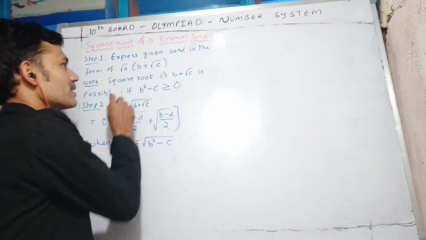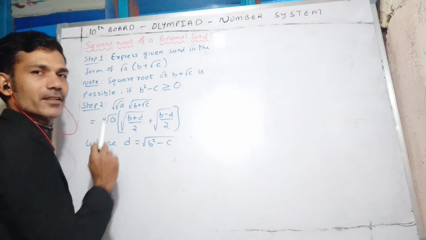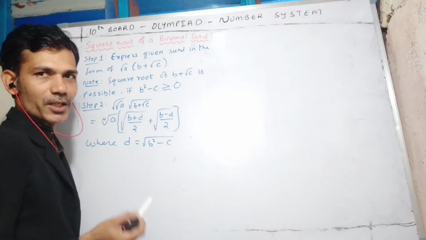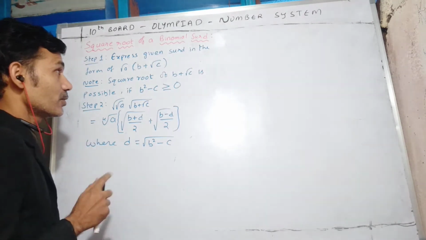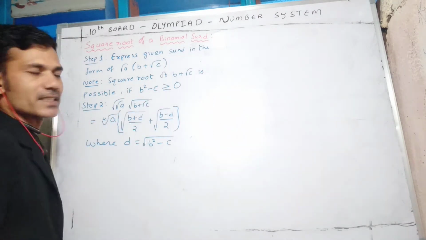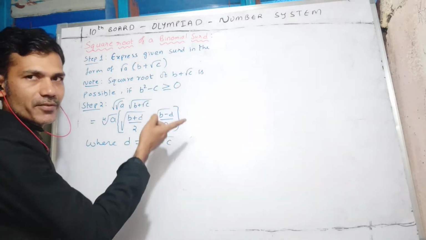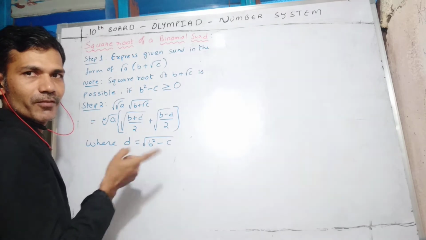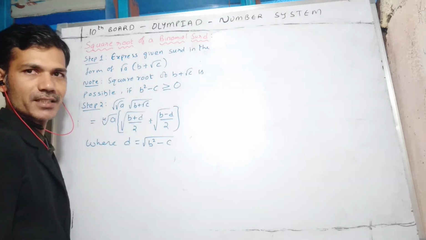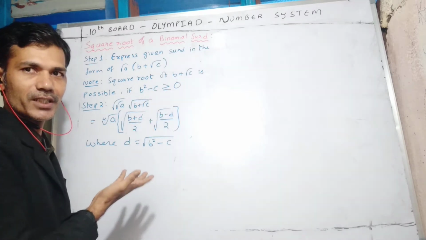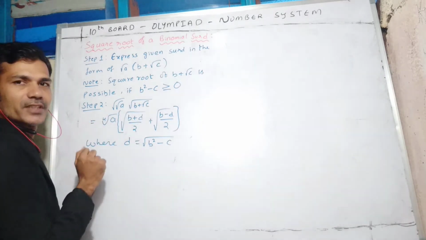First we need to express the given surd in the form under root of a times b plus under root of c, like that. Then the square root exists only when b square minus c is greater than or equal to 0. Why? Because its rationalizing factor will be b minus root c. When you multiply this with its rationalizing factor, then you will get b square minus c. If that is there only, then only we'll have a square root. Then see how to write the square root of this.